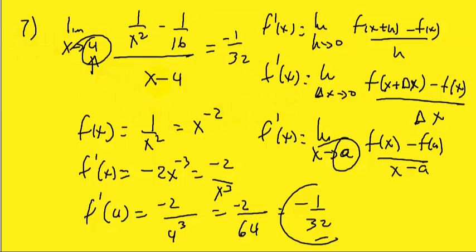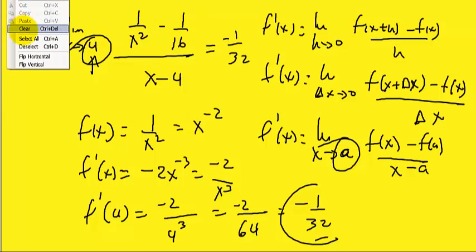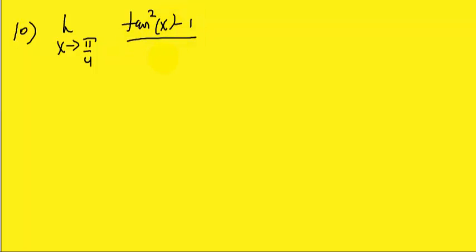Alright. Number 10. Limit as x goes to pi over 4 of tangent squared of x minus 1, all that over x minus pi over 4. What are they asking you to do? This is the definition of derivative.